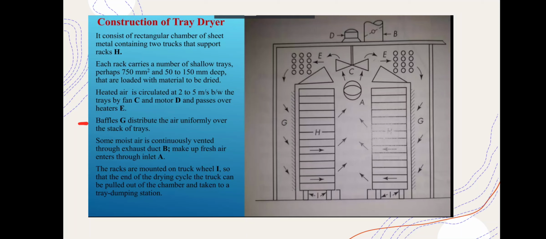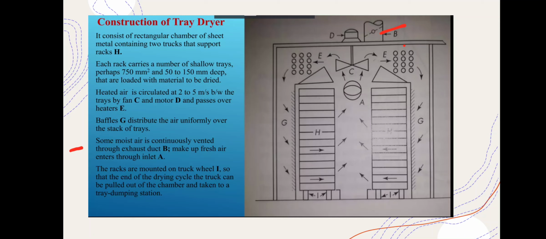Baffles G distribute the air uniformly throughout the trays. Some moist air is continuously vented through exhaust duct B, and make-up fresh air enters through the inlet A. The exhaust B removes the moist air and allows new fresh air in through the inlet A.